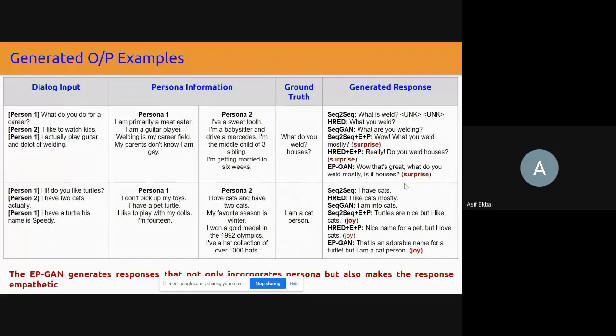By our model, let's say for the ground truth response, there is a conversation going on between person 1 and person 2. These are the personalized information. The ground truth response should be, what do you weld, houses? Now the response is like this: Oh, that is great. What do you weld mostly? Is it houses? So you see that this response is more engaging, and it has a surprise kind of emotion. Then in the second case, it has a joy kind of emotion. So our model is able to generate more emotionally oriented responses that will be more engaging to the customers, or for human to machine communications.